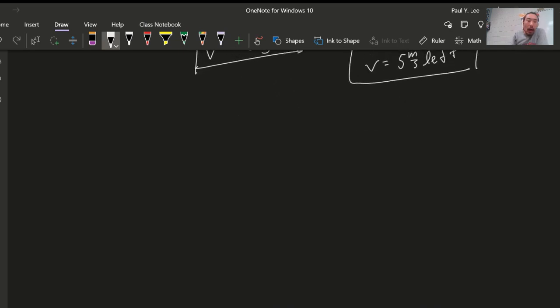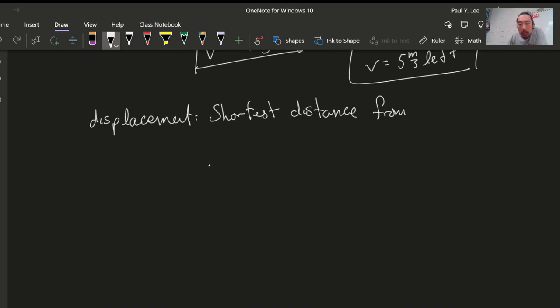And therefore, you might think, well, is displacement distance with direction? And the short answer is nah, not really. It gets a little bit more complicated than that. Displacement is what we call the shortest distance from start to finish. And in fact, I already showed you the formula for displacement in the Buggy Lab video. Displacement, or the change in position, is xf minus xo.